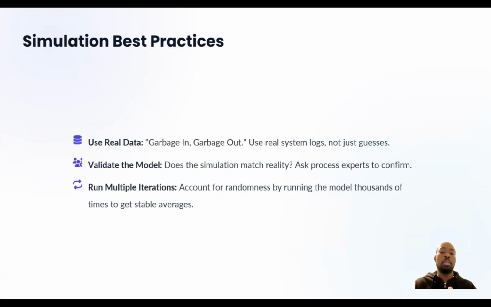Chapter 7 goes in depth into the best practices for simulations, and it involves running multiple iterations to account for randomness, validating the model with experts who know the processes, and using real data whenever possible, either from system logs or time studies. And finally, performing sensitivity analysis, which checks how small changes in inputs affect the results. This ensures that the simulation is both correct and reliable.